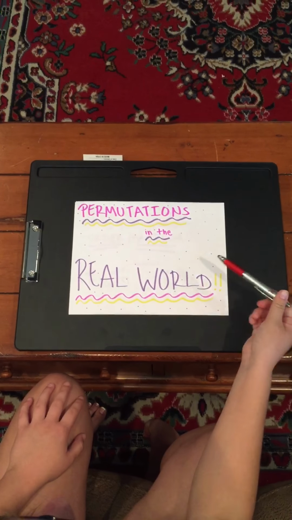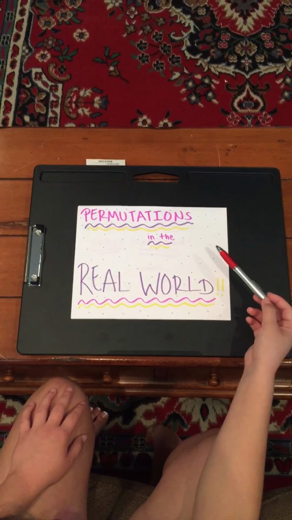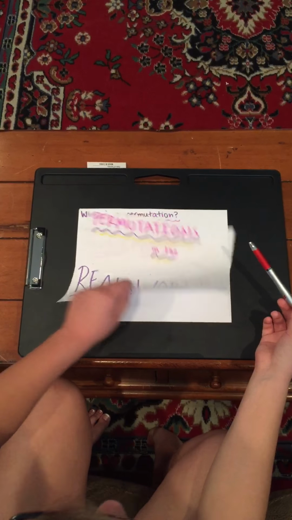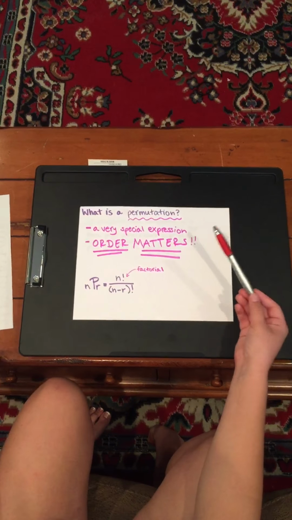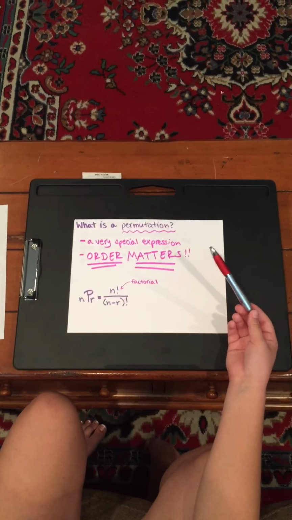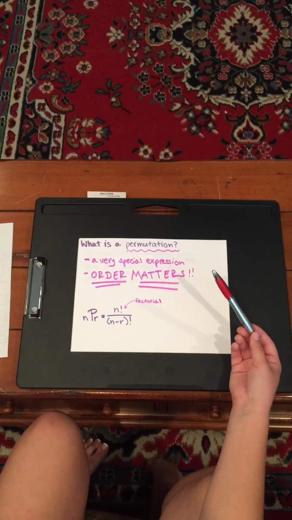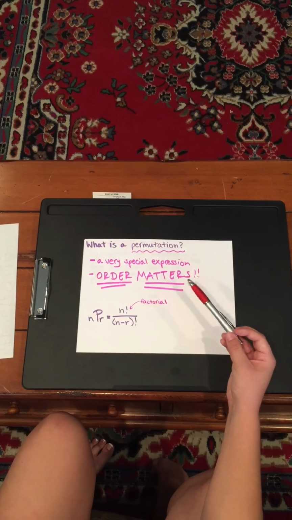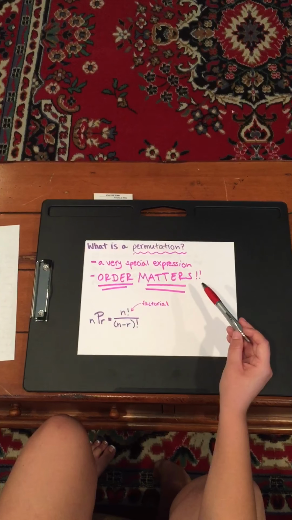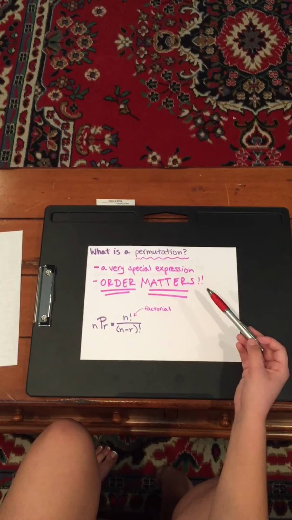Okay, so today we're going to learn about permutations and how we can use them in the real world. So for starters, let's talk about what a permutation is. A permutation is basically just an expression that determines the number of all possible orders of events. But one really important thing about permutations is that order matters.